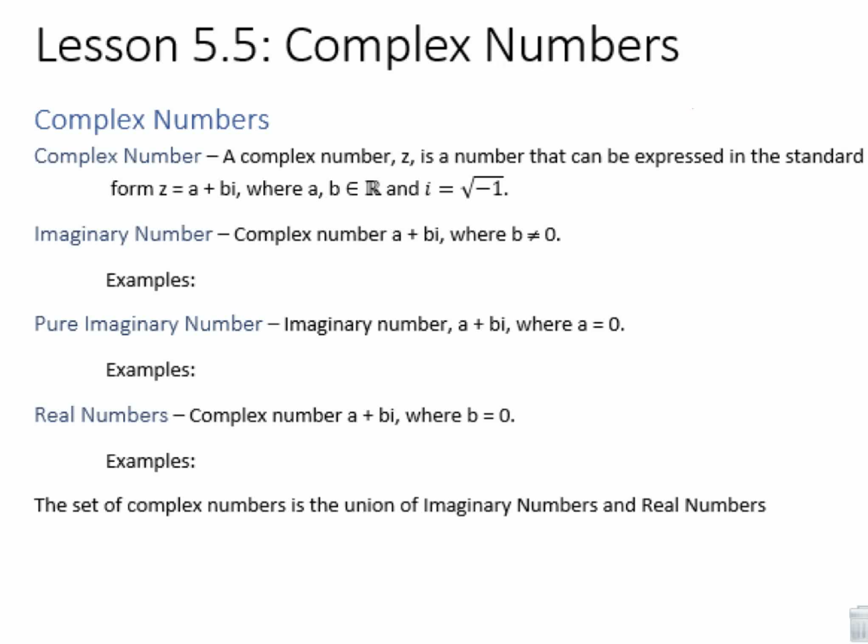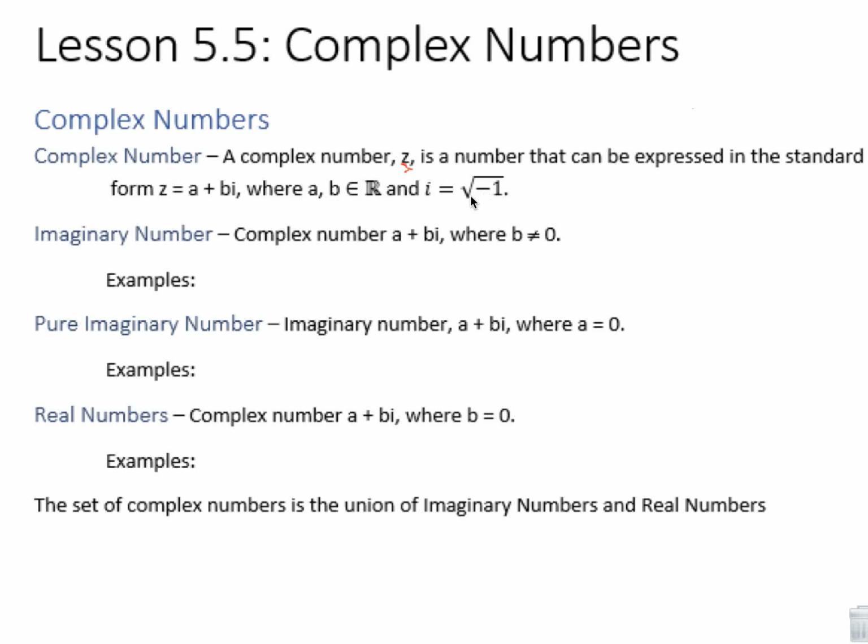In lesson 5.5, we will discuss complex numbers. We'll jump right into the definition. A complex number z, so we're going to use z to represent our complex number, is a number that can be expressed in the standard form a plus bi, where a and b are both real numbers and i is the square root of -1.